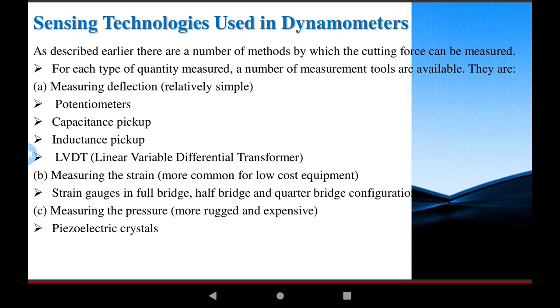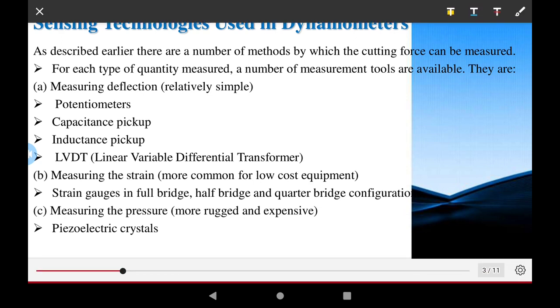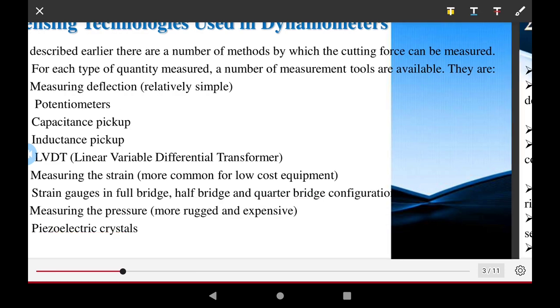The strain gauge can be in a full bridge, half bridge, or quarter bridge configuration. Measuring the pressure is more rigid and expensive, using piezoelectric crystals for the measurement.